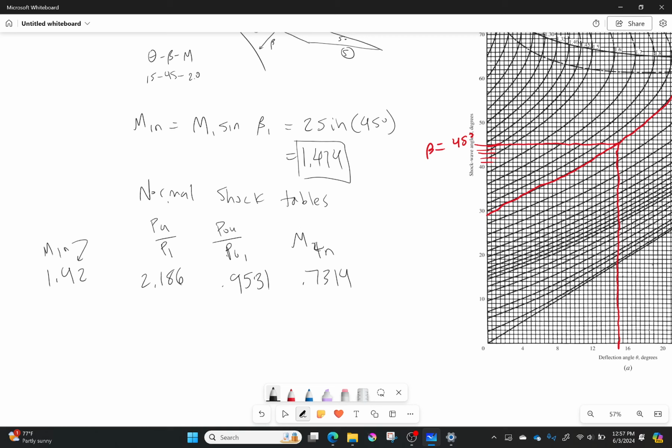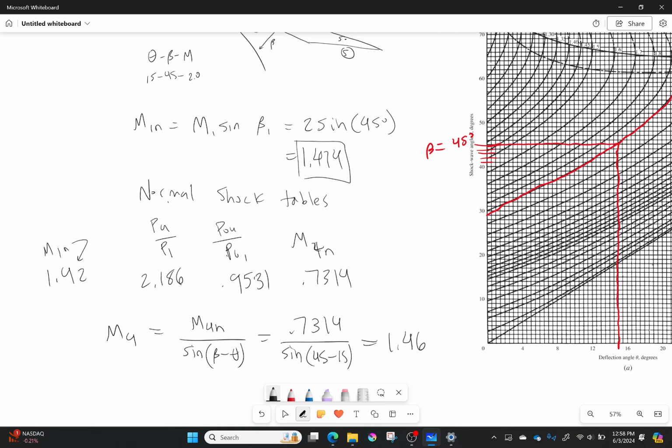So with that, I need to find out what is M4 now. So M4 is going to be equal to M4 normal over sine of beta minus theta. So it's going to be equal to 0.7314 over sine of 45 minus 15. I am loving these numbers. Sine of 30, seriously? My goodness, that's just glorious. So that comes out to be 1.46. Well, I'll just say 1.46.